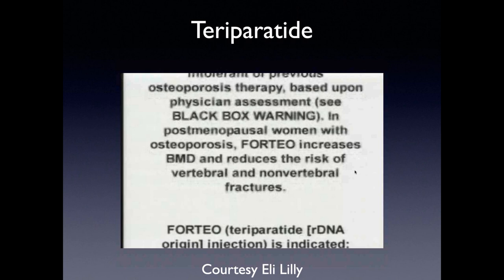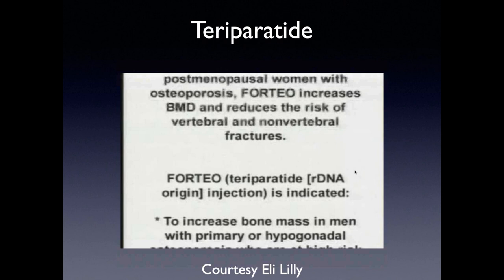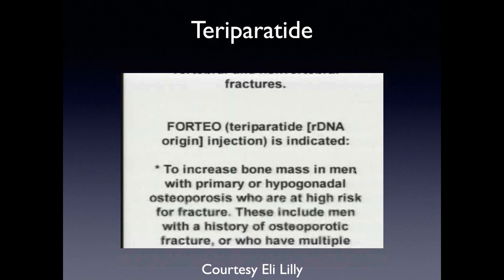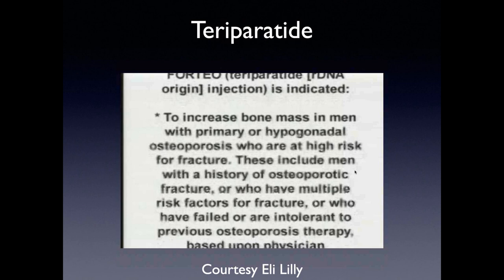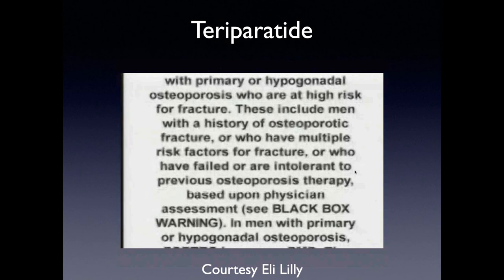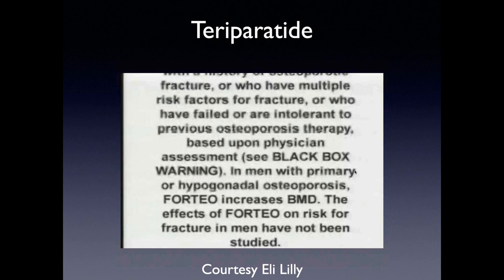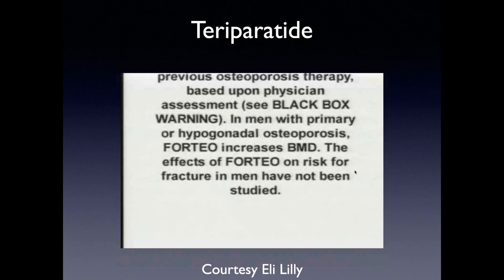Forteo, teriparatide rDNA origin injection, is indicated to increase bone mass in men with primary or hypogonadal osteoporosis who are at high risk for fracture. These include men with a history of osteoporotic fracture or who have multiple risk factors for fracture or who have failed or are intolerant to previous osteoporosis therapy based upon physician assessment. See black box warning. In men with primary or hypogonadal osteoporosis, Forteo increases BMD. The effects of Forteo on risk for fracture in men have not been studied.